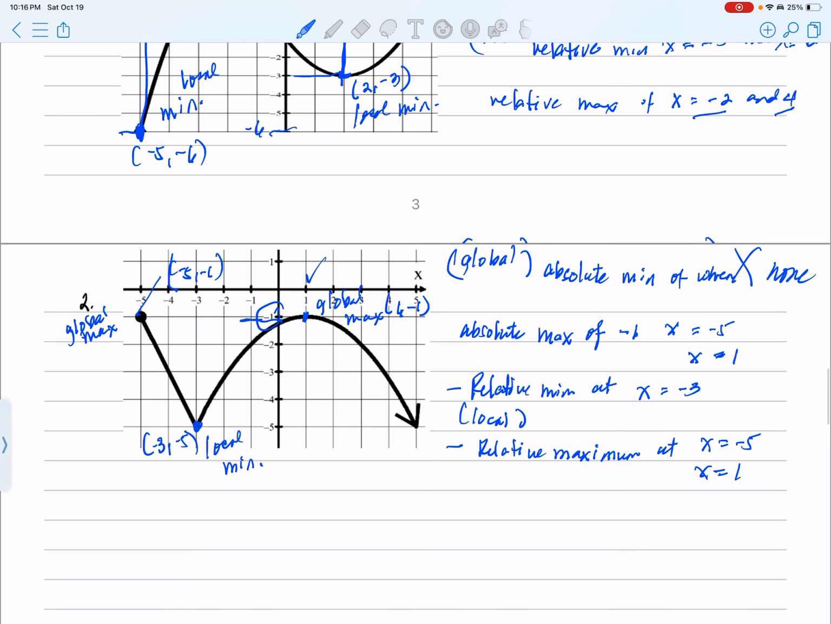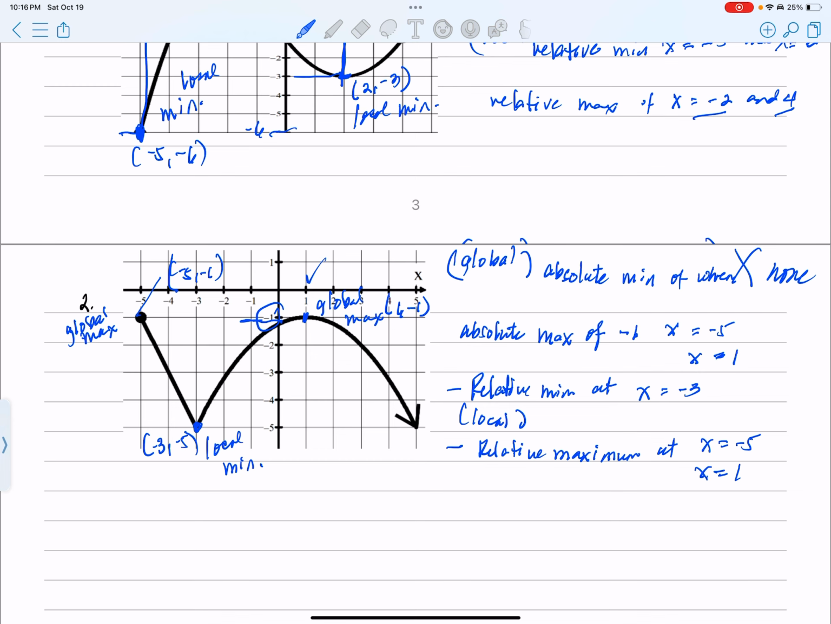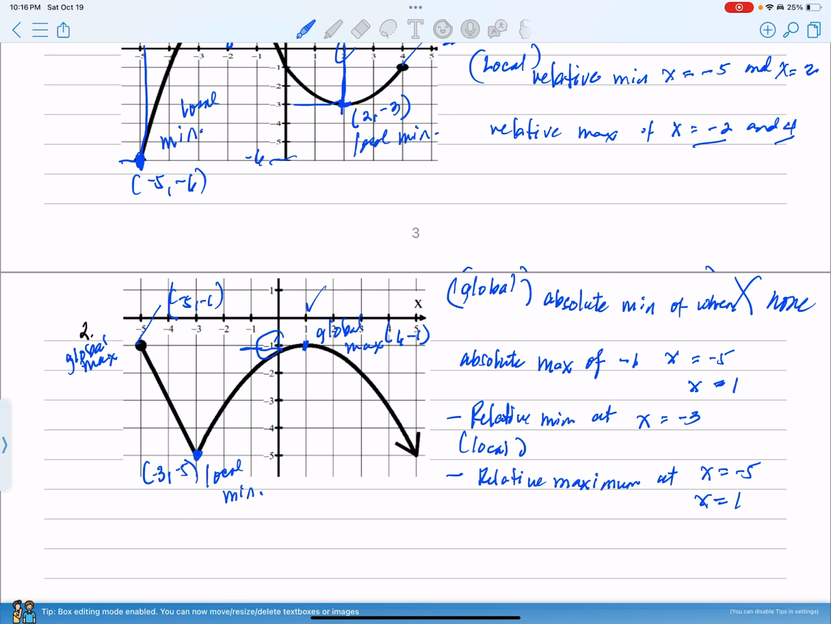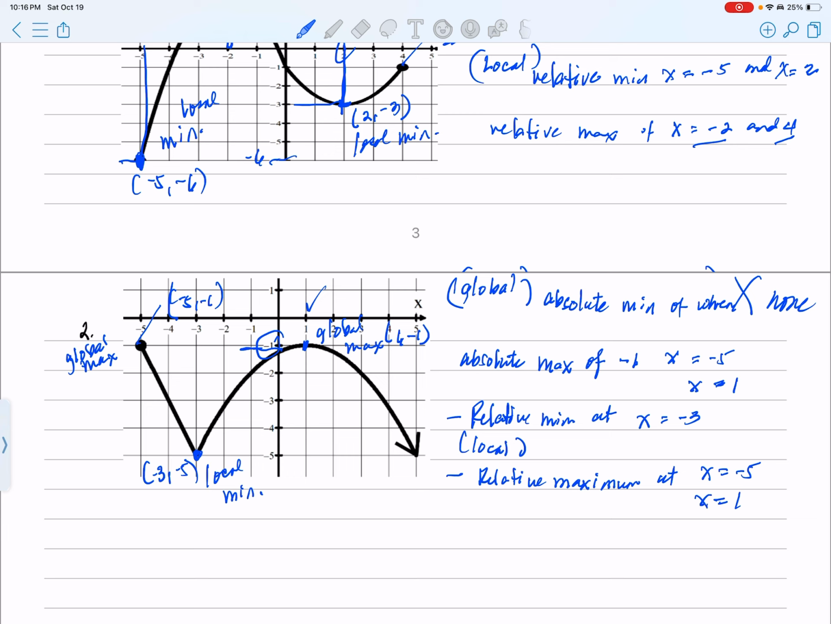But remember, a global extrema can also be a local extrema. All right. We'll have more on the local and global extrema in my next video where I do problems and solutions.